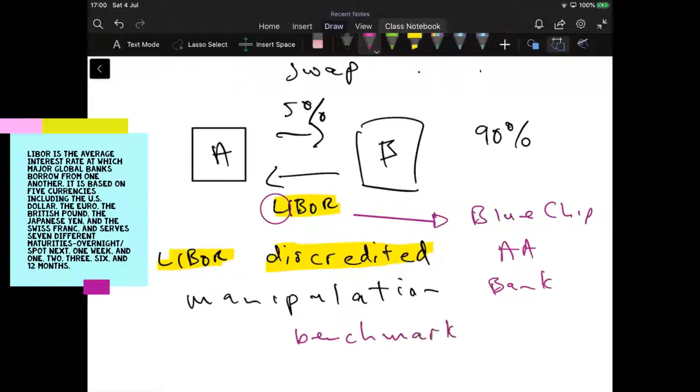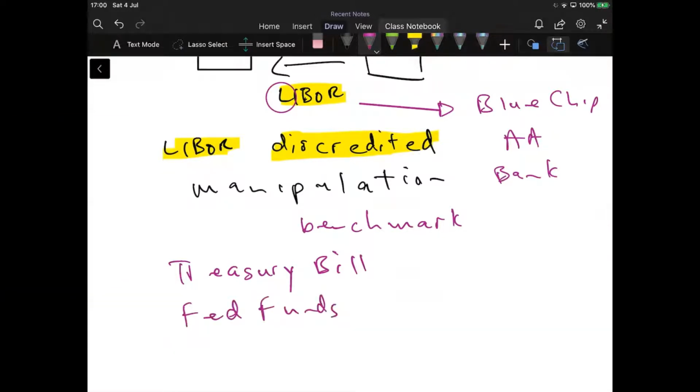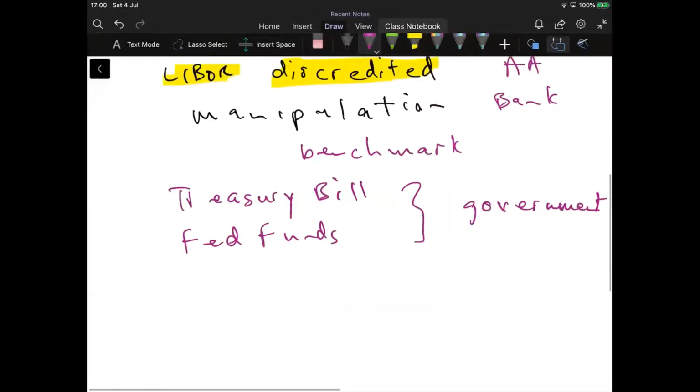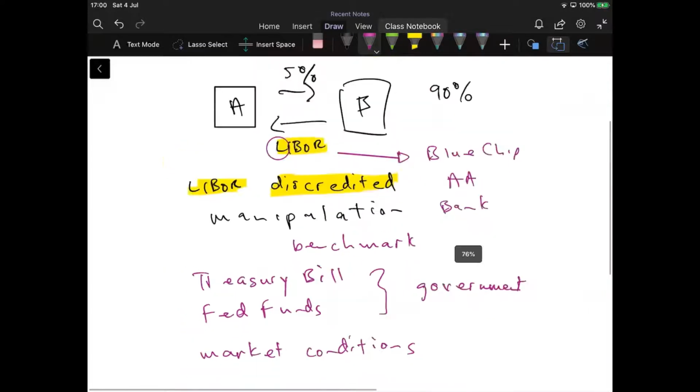Most interest rates in the US would have been seen as being also slightly manipulated, in the sense that if we consider the Treasury bill rate or the Fed funds rate, these rates tend to be heavily controlled by government. They are, in fact, government rates. And if you were looking around for a kind of market rate, a rate that reflected market conditions, LIBOR seemed to offer some possibilities there.